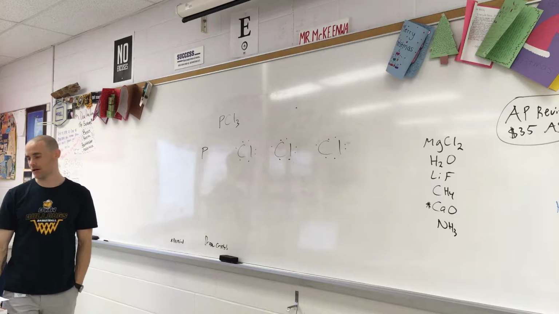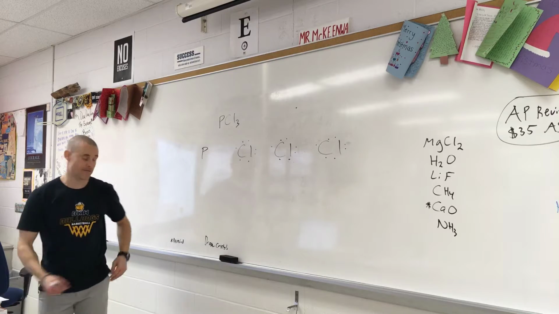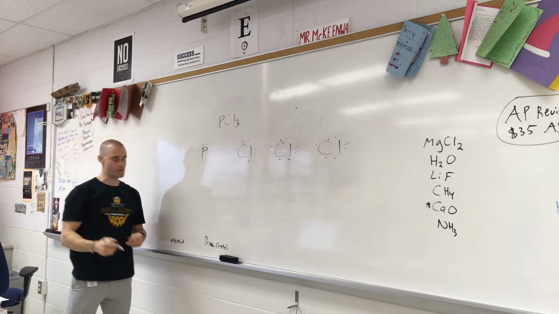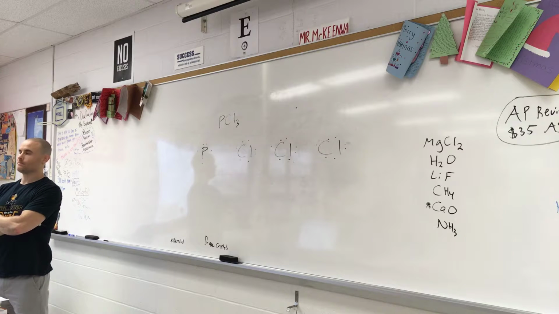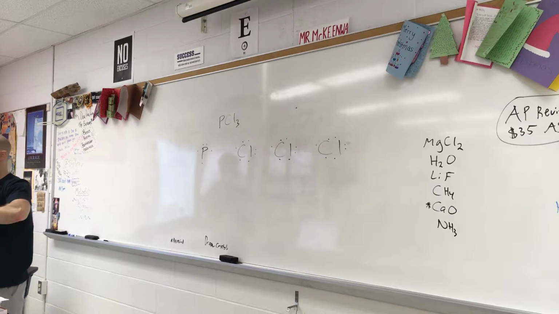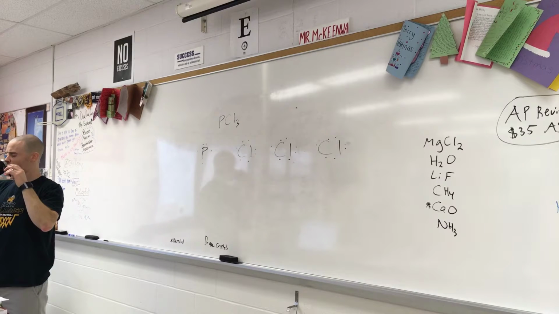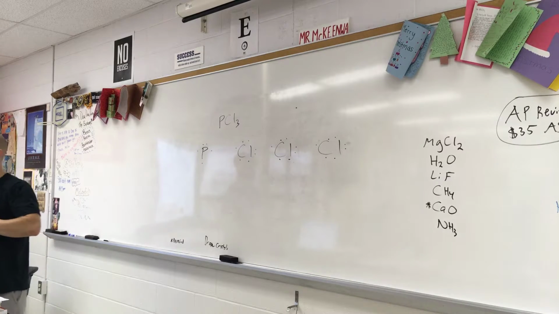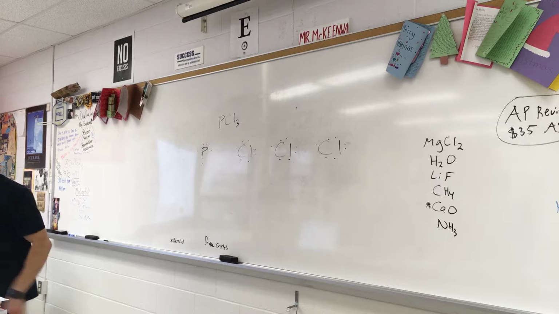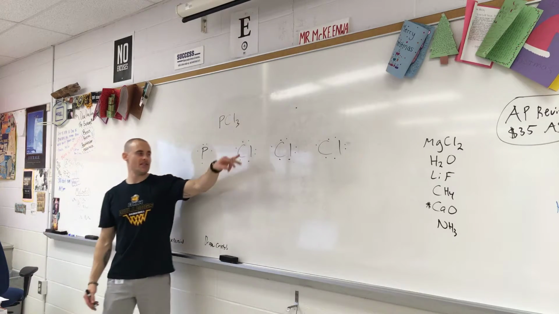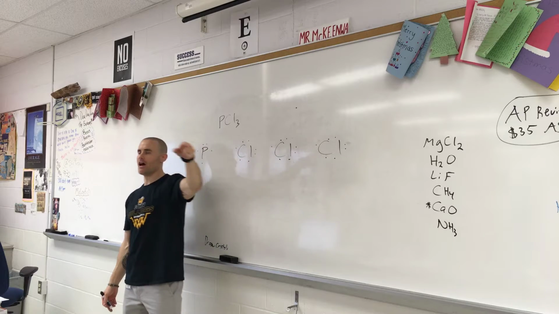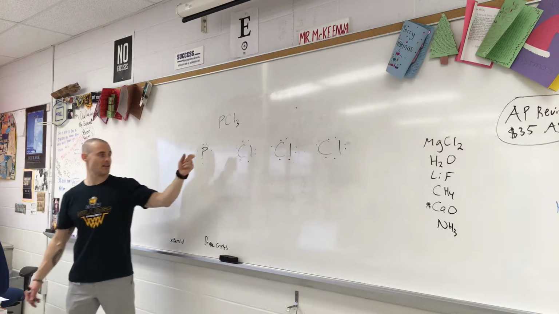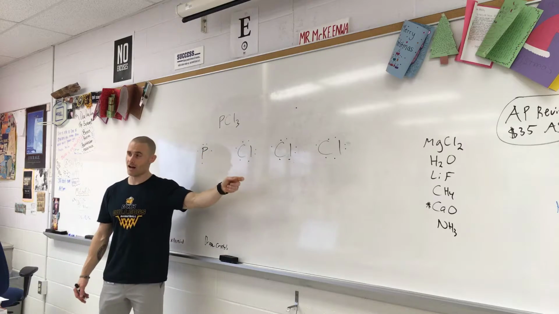Who can tell us how many dots P has? 5. How many bonds can P make? 3. What about Cl? 1. So wait a second. Cl can only make 1 bond each. And how many Cl's do we have? 3. How many bonds can P make? 3. And there's 3 Cl's.